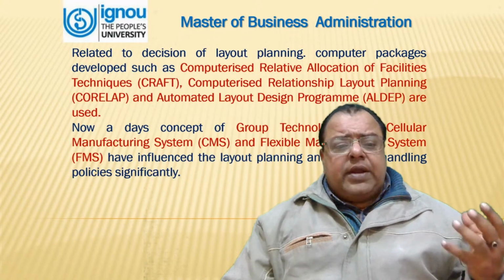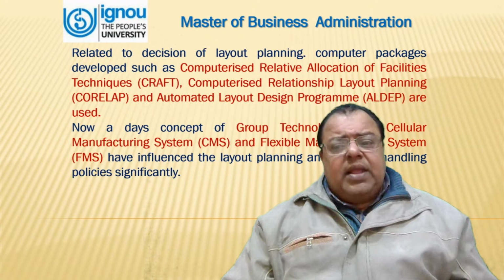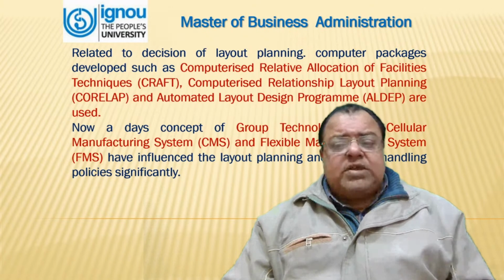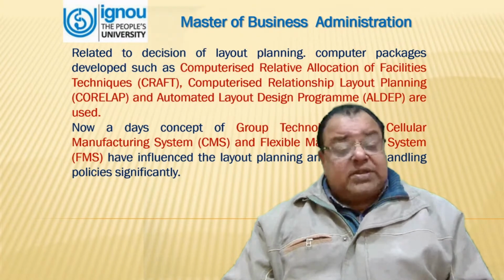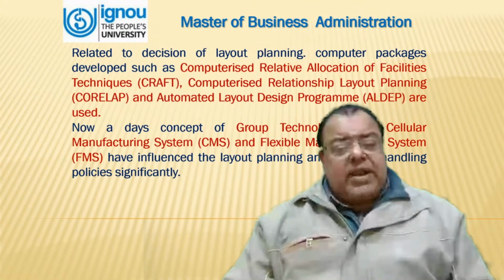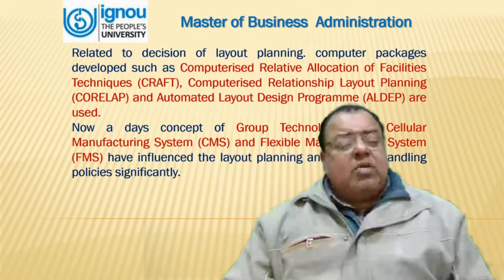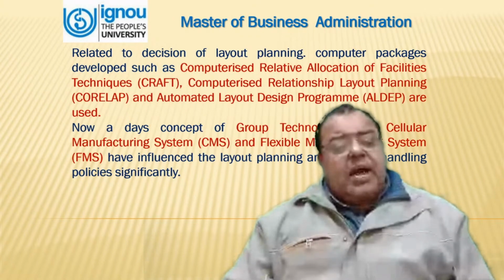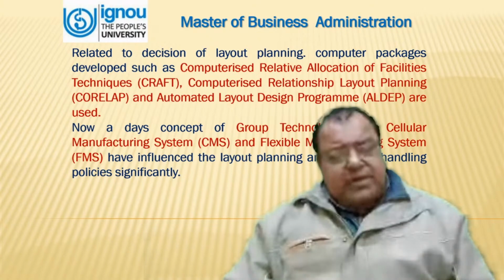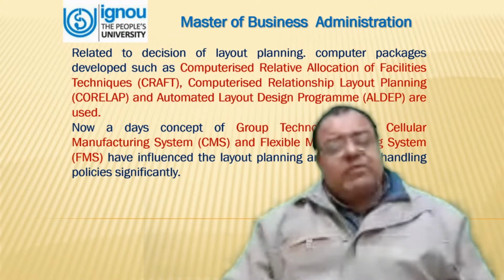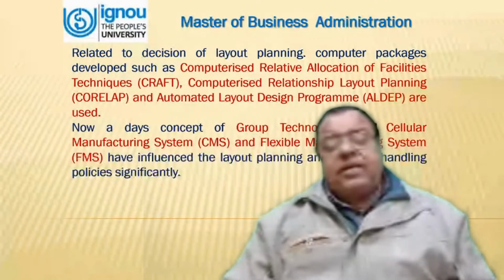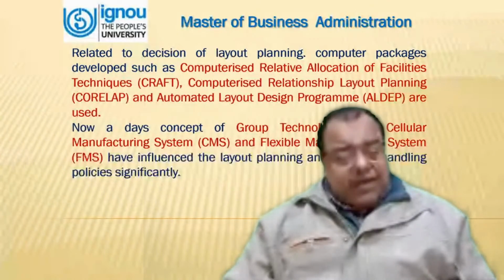Related to the decision of layout planning, computer packages have been developed, such as computerized relative allocation of facilities technique, that is CRAFT, computerized relationship layout planning, that is CORELAP, and automatic layout design program, ALDEP, are used. Nowadays, the concepts of group technology, cellular manufacturing system, that is CMS, and flexible manufacturing system, FMS, have influenced layout planning and material handling policies significantly.